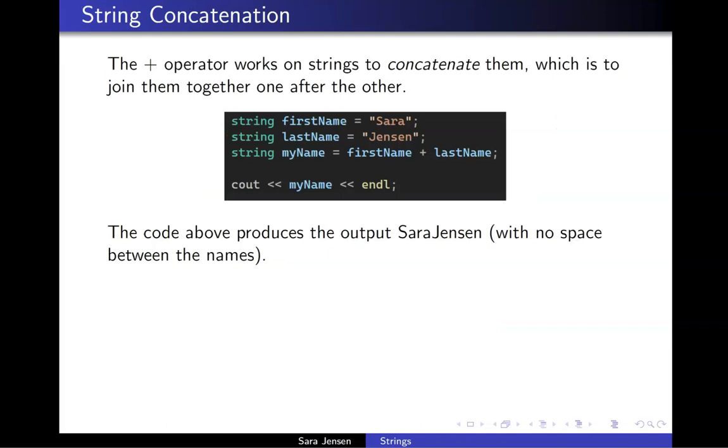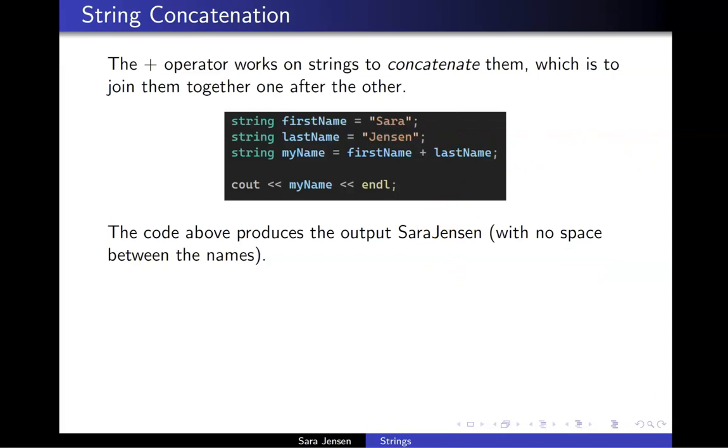Now, data types have operators, and the first operator I'd wish to discuss with the string data type is the addition operator, which actually works to take two strings and concatenate them, which is to just place one string at the very end of another. The example code shown here defines two string variables, one called first name and one called last name. If we wish to put them together to form a string variable called myName, we can simply add them, and the result will be to output Sarah Jensen with no space between the two names. Remember that the computer is incredibly literal, and it will not put a space between Sarah and Jensen unless I explicitly tell it to do so.